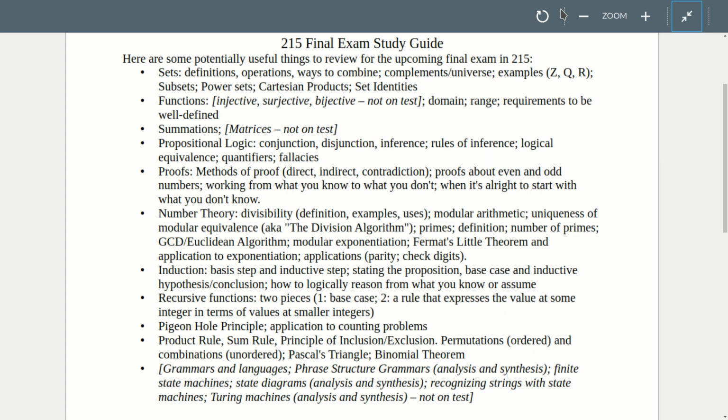Would you say the exam kind of prefers more recent material? I think it's got more on the recent material than on the older material.